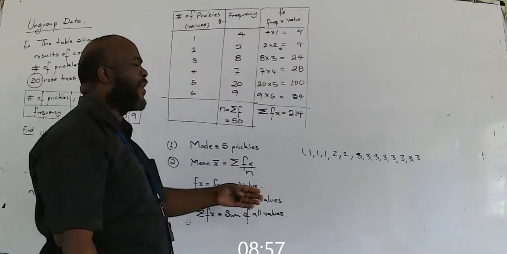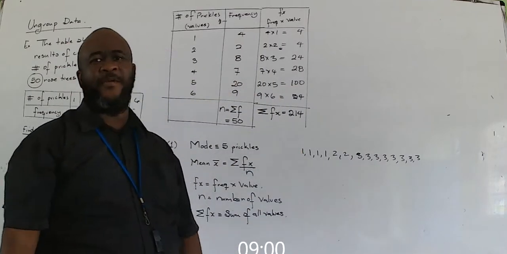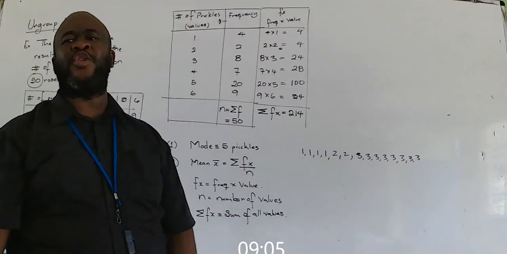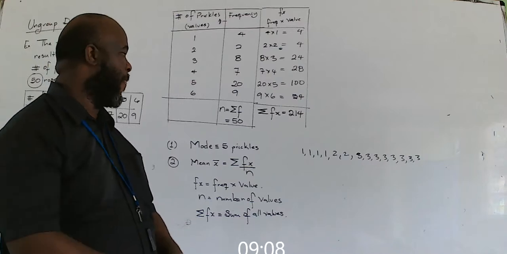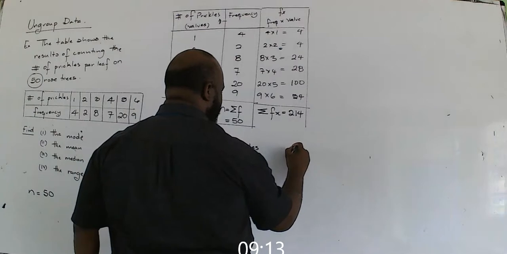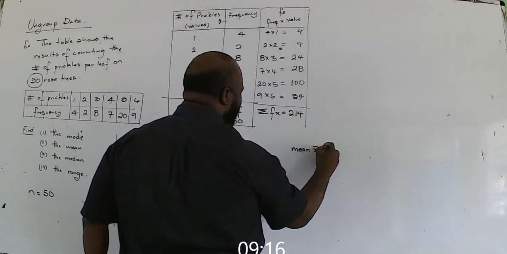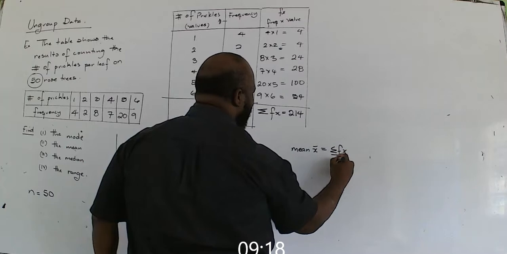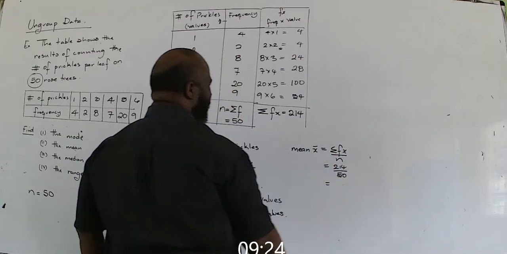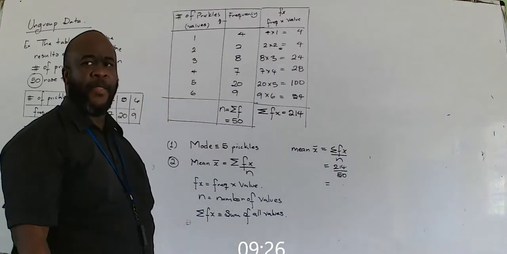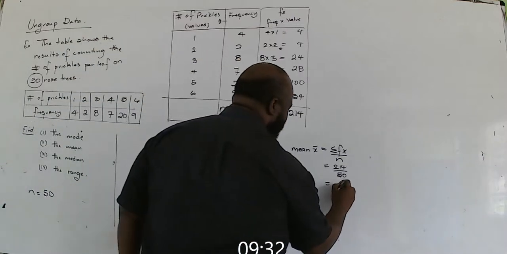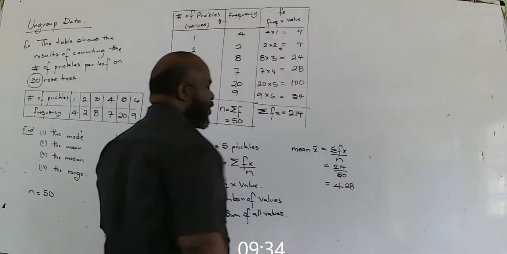You understand? What is the shortcut for adding 1 four times? The multiplication is done as a shortcut for addition. Alright. So the mean, x bar, is the sum of fx over n, which is 214 over 50. Divided, what is that? 4.28.